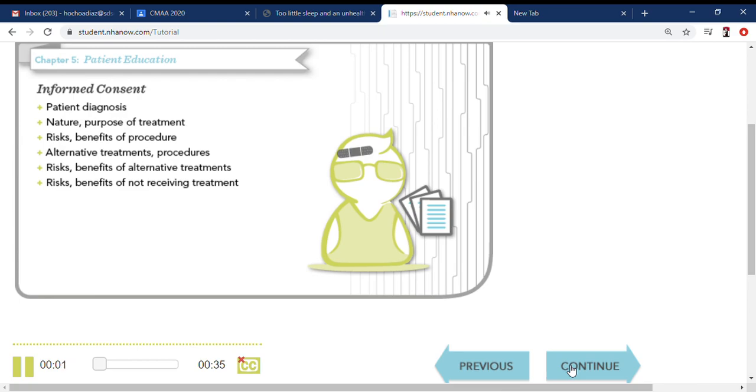According to the American Medical Association, the conversation needs to include the following: patient's diagnosis, if known; nature and purpose of the proposed treatment or procedure; risks and benefits of the proposed treatment or procedure; alternative treatments or procedures regardless of cost or extent to which health insurance covers the treatment options; risks and benefits of the alternative treatment or treatments and procedure or procedures; and risks and benefits of not receiving or undergoing a treatment or procedure.